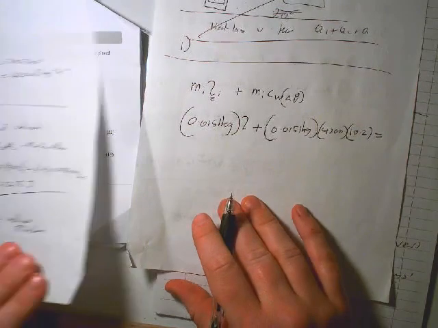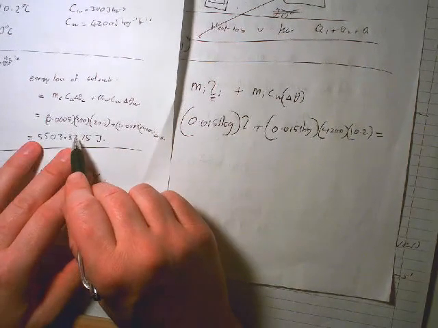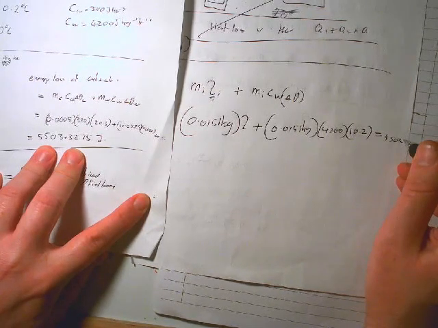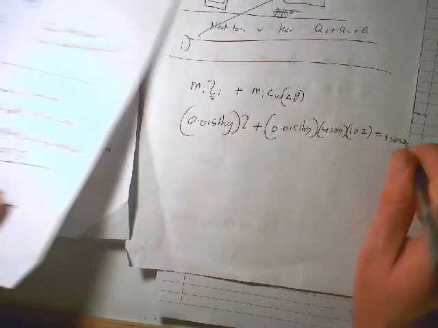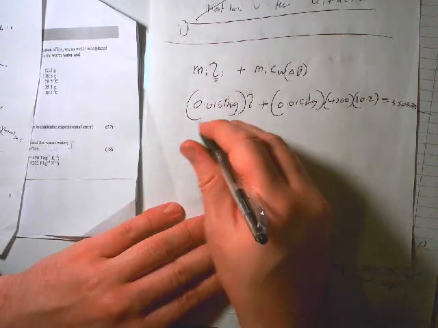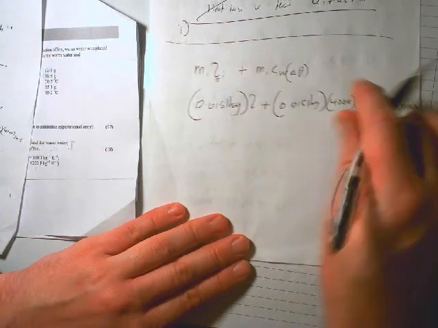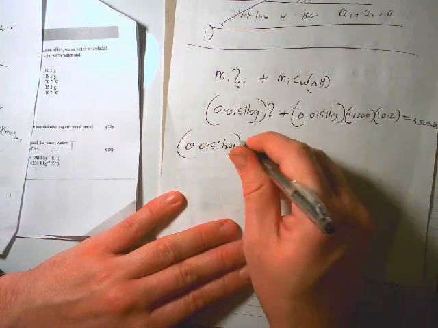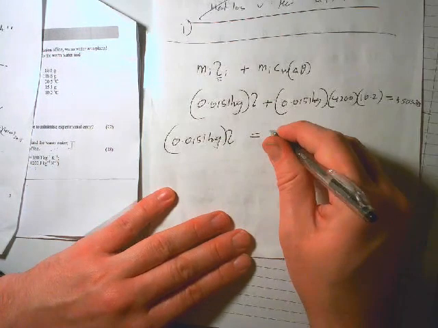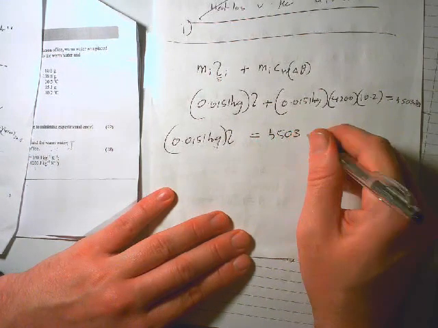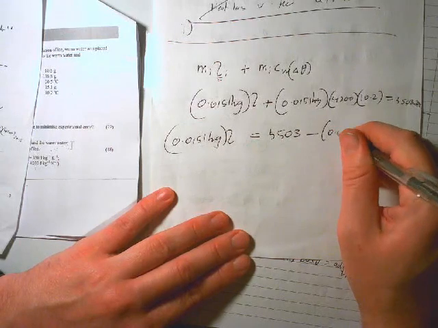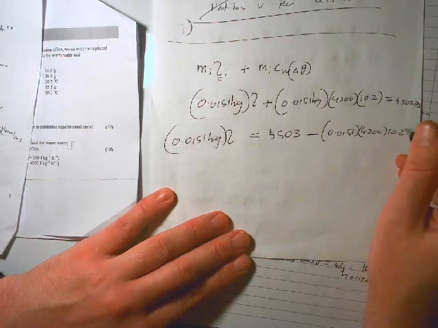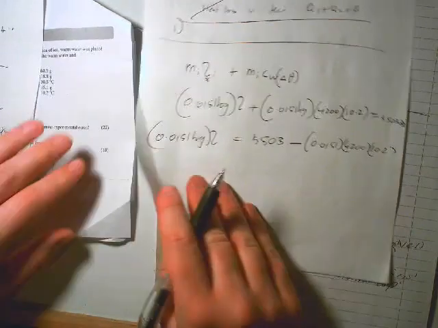Now, when you add these energies together, we know that it's going to equal the energy lost by the other stuff, by the water and the calorimeter. So that's going to be equal to 5503.32. Okay, so let's work this out and bring it to one side. So 0.0151 kgs multiplied by the latent heat is equal to the 5503 minus 0.0151 times 4,200 times 10.2.